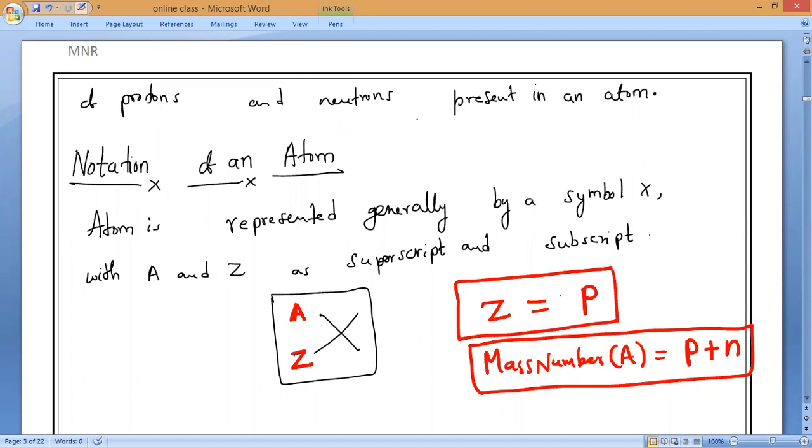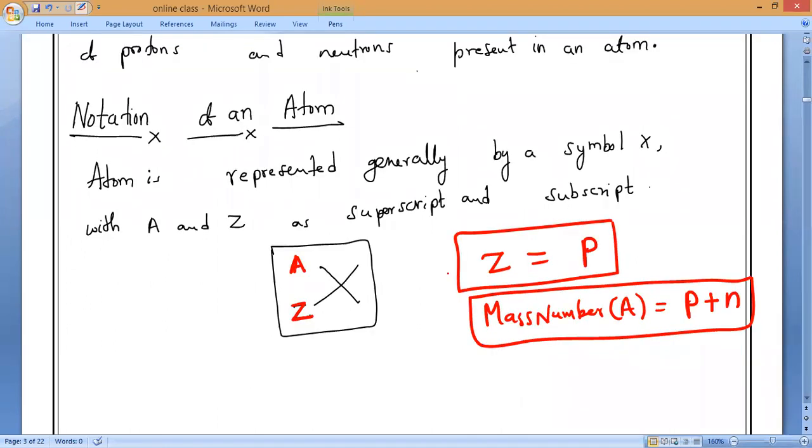Clear, everyone? This is how we represent an atom, the notation of an atom. The atom is represented with the symbol X, with the mass number as superscript and the atomic number as subscript. Kindly mark it. This is what you all need to know.